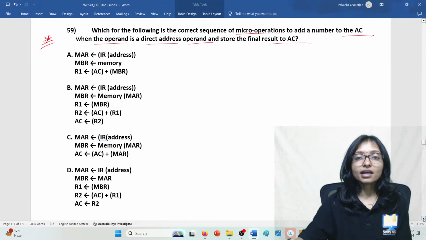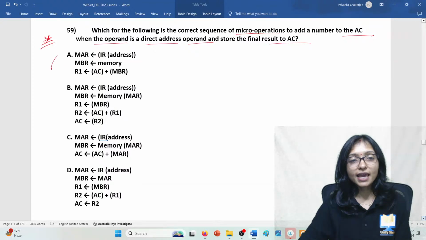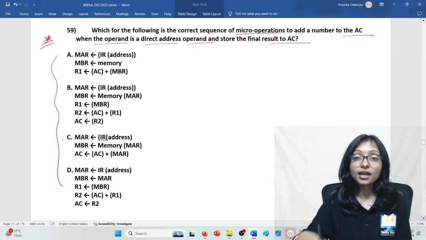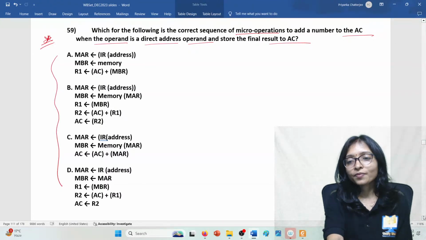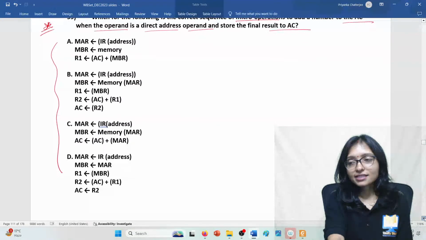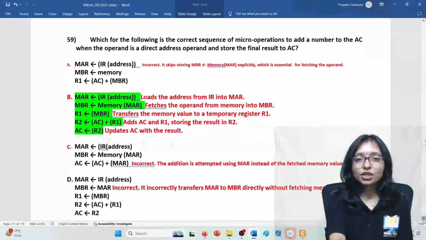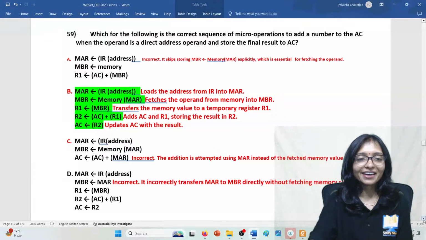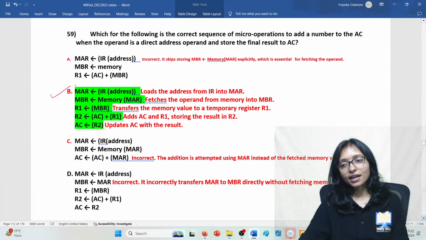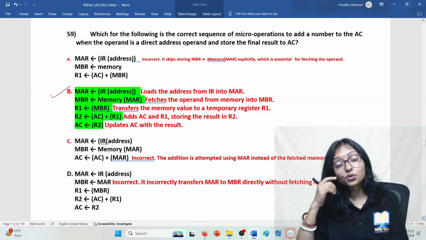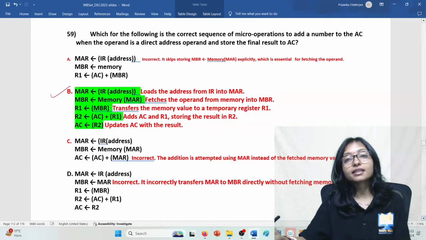What will be the correct answer for this? Out of this A, B, C, D, which one is the correct micro operation? Right? Yes, yes, yes. So here actually the correct answer is option B. The official answer key is correct here. Option B is the correct answer. Why is option B the correct answer? Understand that, and why the others are wrong.